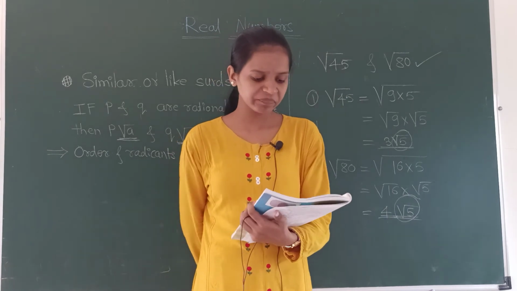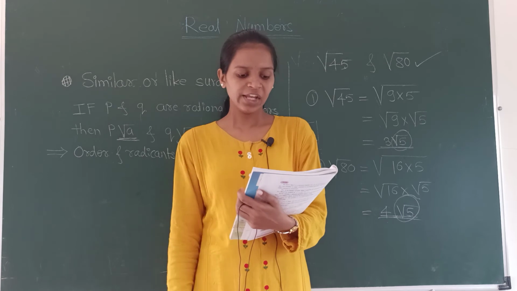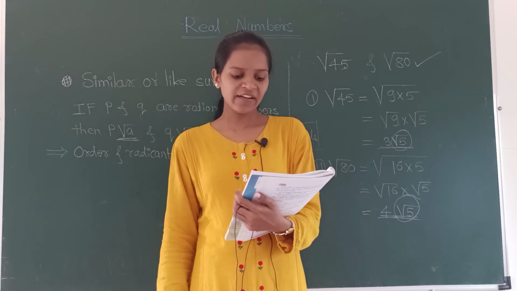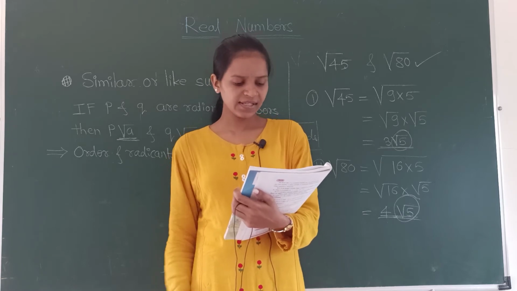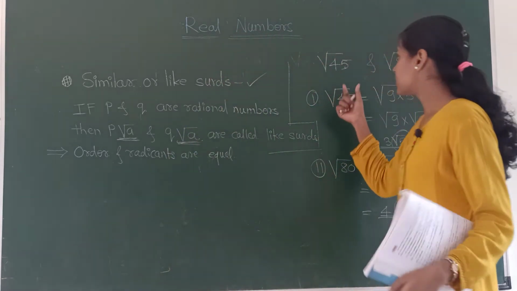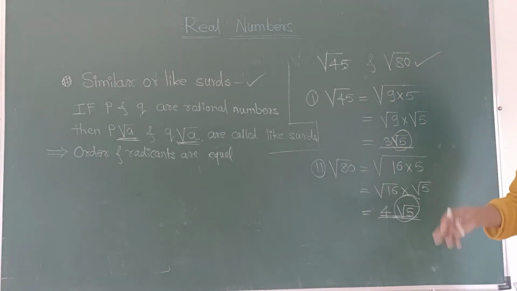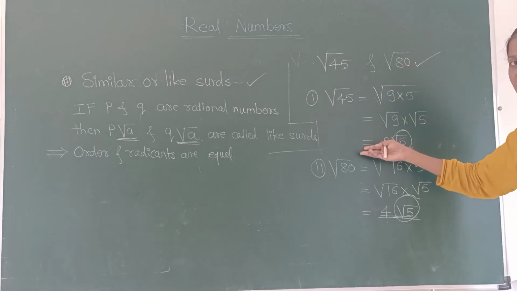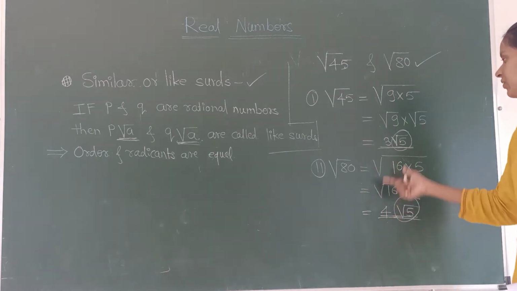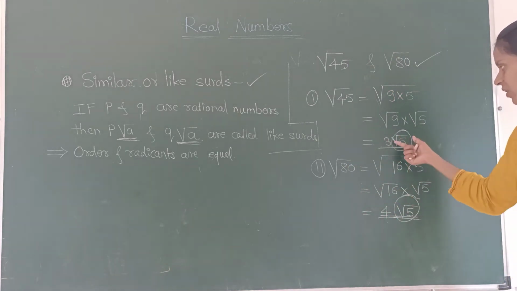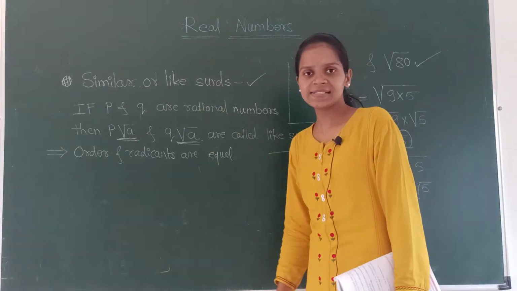Now we have seen similar or like surds. In the simplest form of surds, if the order and radicands are equal, then the surds are similar or like surds. By just looking at a surd, you cannot understand whether it is similar or not. You have to further simplify it and write down its simple form, and if the radicand and order of two surds are equal, then the surds are called similar or like surds.